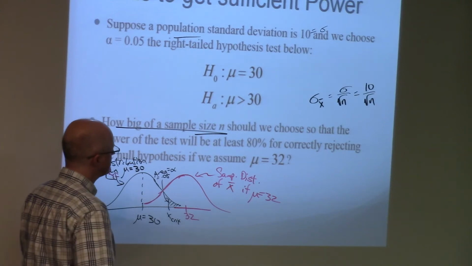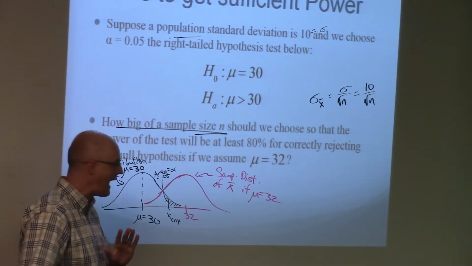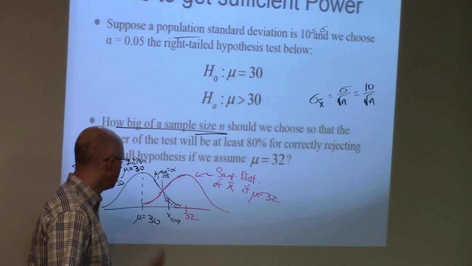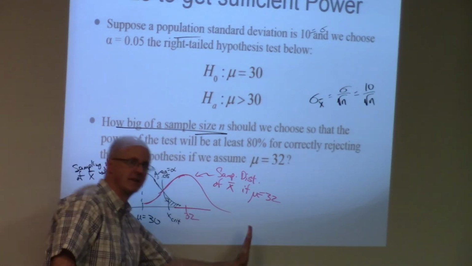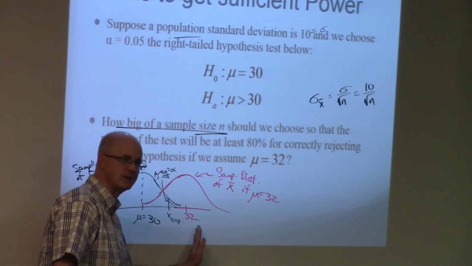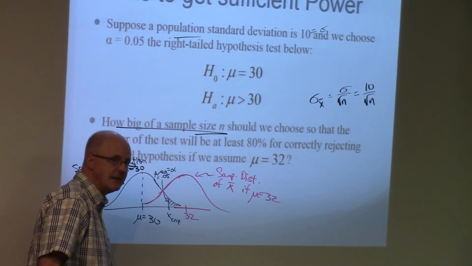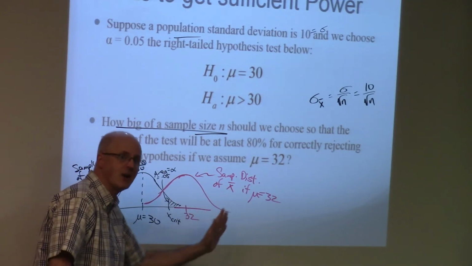If that's the sampling distribution of x bar when mu is 32, what's the power? The power is the probability of correctly rejecting the null, being in the critical region, x bar being to the right of x crit. When mu is 32, when this is the truth about the sampling distribution, what's the likelihood of that happening? It's going to be the area under that curve to the right of x crit.